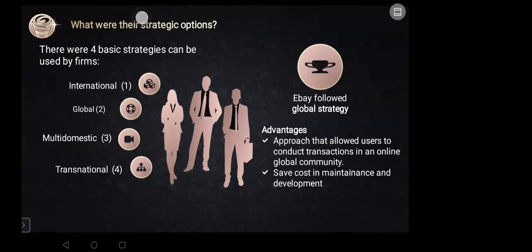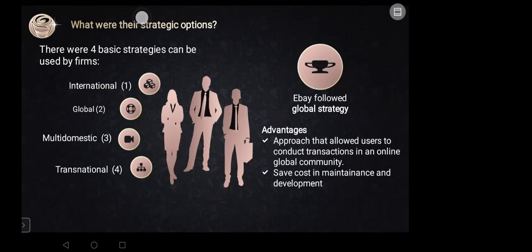But eBay followed a global strategy. There are advantages and disadvantages. The advantage of global strategy included a unified approach that allowed users to conduct transactions in an online global community. The disadvantages were evident by eBay's inability to truly meet specific local business needs. eBay's decision to use a single platform to provide online trading in all its markets has been successful in most of its global communities.